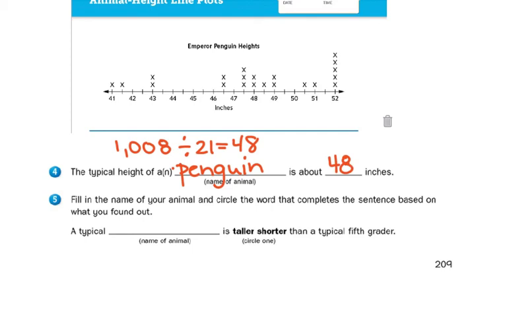Number 5. Fill in the name of your animal and circle the word that completes the sentence based upon what you found. A typical blank is shorter or taller than a typical 5th grader. Do you remember what our height was for our 5th grader the other day? I don't remember. I think it was 50 some inches.